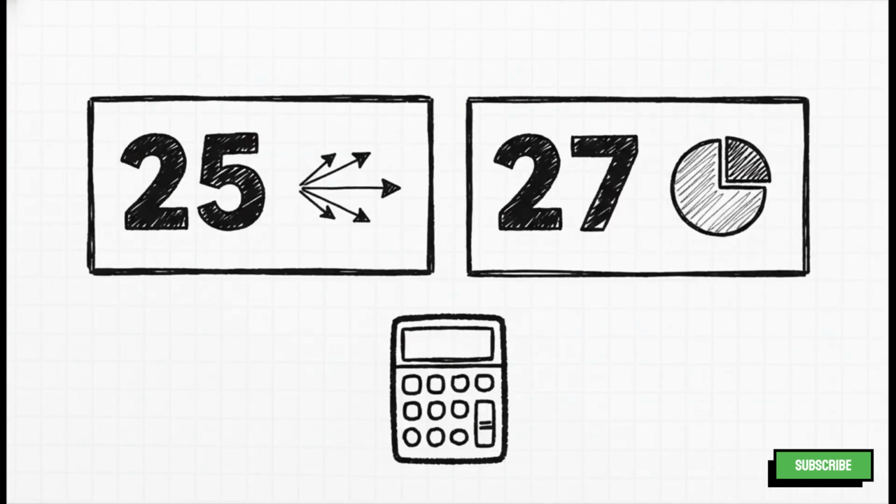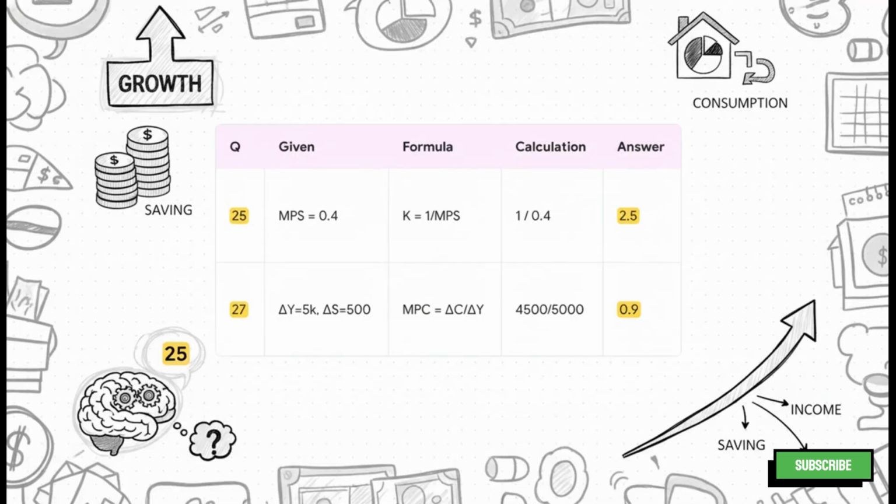Okay, let's crunch some numbers. We've got two related calculation questions coming up, one on the investment multiplier and one on the marginal propensity to consume, or MPC. Let's tackle them together. First up, question 25. We're given that the marginal propensity to save, or MPS, is 0.4. The formula for the multiplier, K, is just 1 divided by the MPS. So 1 divided by 0.4 gives us 2.5.